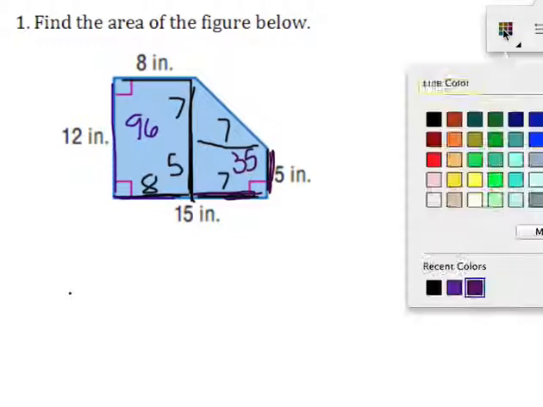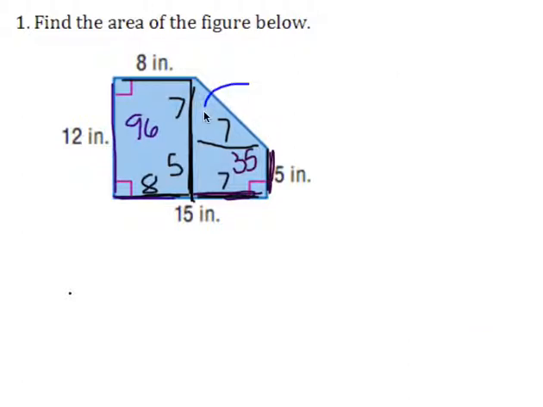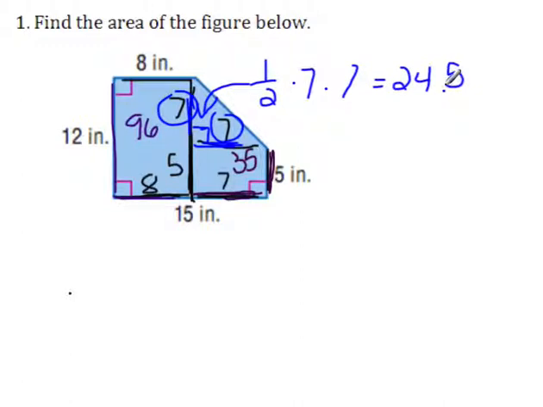Last but not least, let's take a look at this last triangle. So remember that a triangle is 1/2 base times height. Well, here we have a right angle. So this 7 is my base, and this is my height. So I have 1/2 times 7 times 7. And that's going to give me 24.5. So the area of that triangle is 24.5.